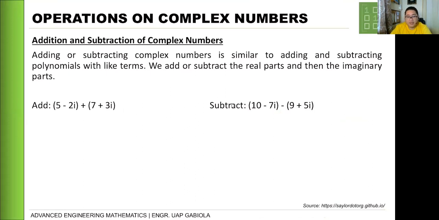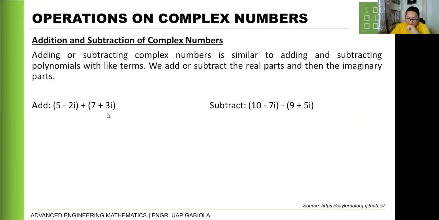And we say na ang addition and subtraction ng complex numbers are similar sa addition and subtraction ng polynomials ng like terms. So ibig sabihin, we add or subtract yung real part sa real part and then yung imaginary part sa imaginary part. So we have here several examples. So we have the first one. We add daw yung 5 minus 2i plus 7 plus 3i.